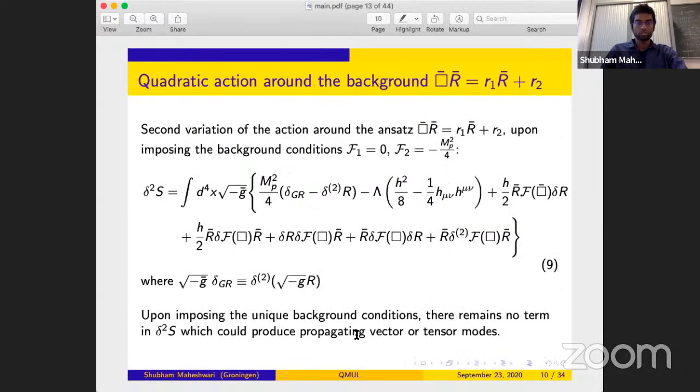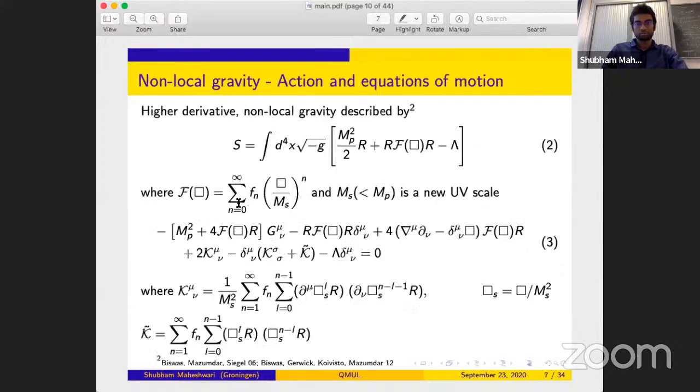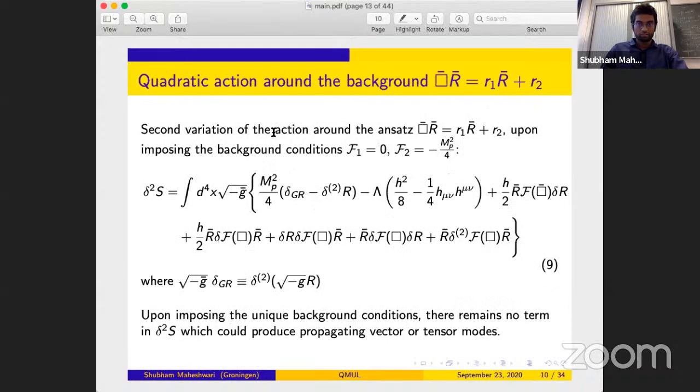So now we want to see what the quadratic action looks like around this particular background. So I will take the action that I have for the non-local theory, which is this one. So you have the Einstein-Hilbert term, the cosmological constant, and a non-local R squared. And I will vary this action around this background. So I'm fixing that the background satisfies this ansatz, box R equals R1 R plus R2, and I will impose not all, but two of these background conditions that are given here, f1 equals 0 and f2 equals minus Mp squared by 4. So schematically, the quadratic action looks like this in equation 9.